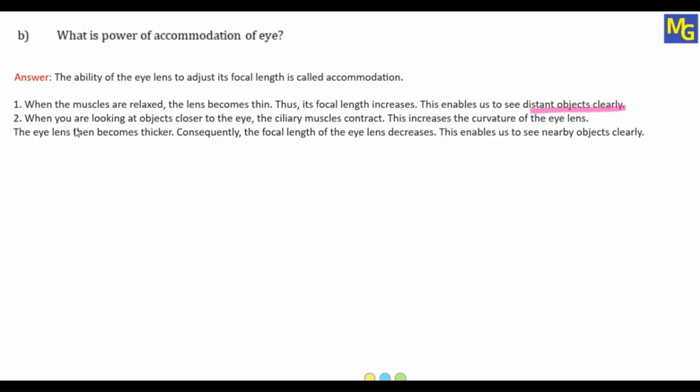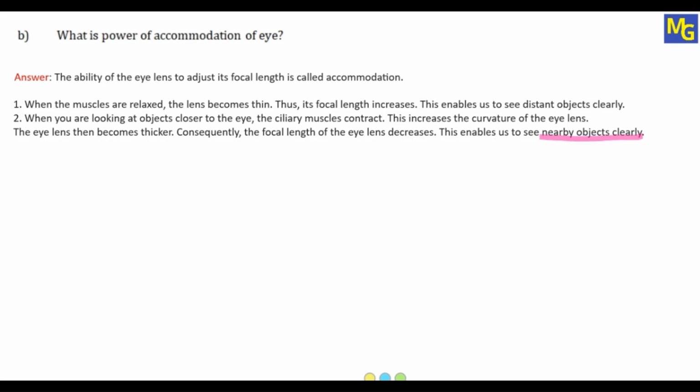Opposite to this, when you are looking at the objects closer to the eye, the ciliary muscles contract, and because of this contraction, the curvature of the eye lens increases, due to which the lens becomes thicker. Earlier the lens became thin, now the lens becomes thicker, and this leads to decrease in the focal length, which will enable us to see the nearby objects clearly.